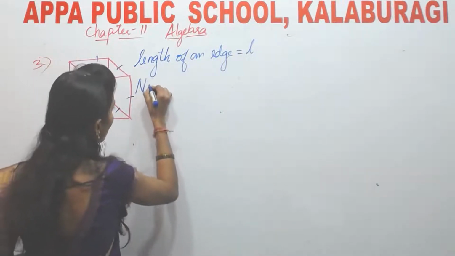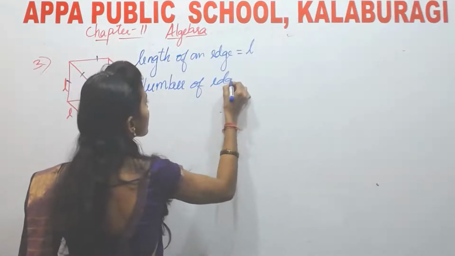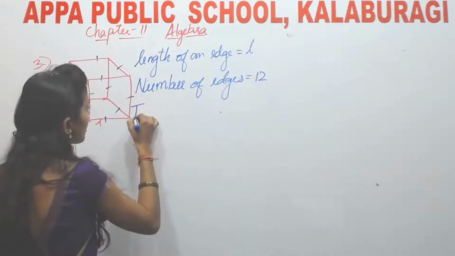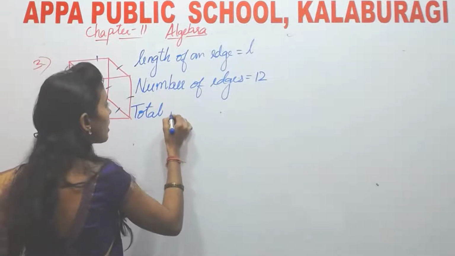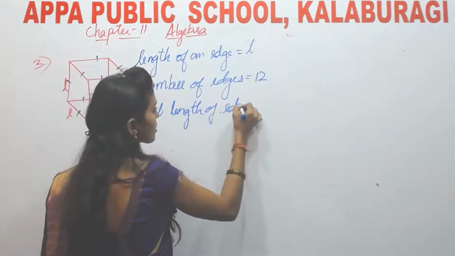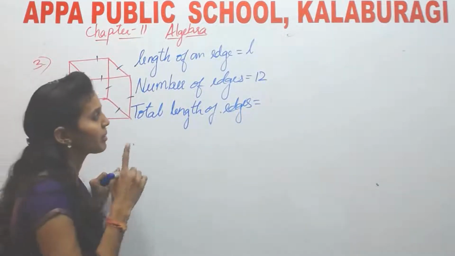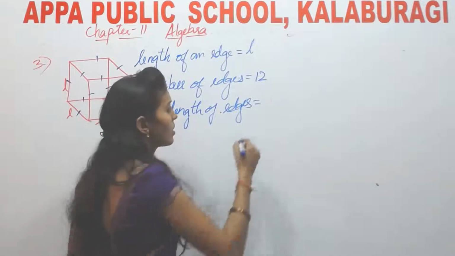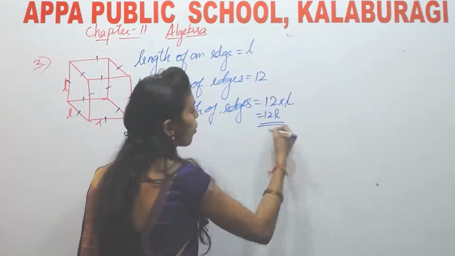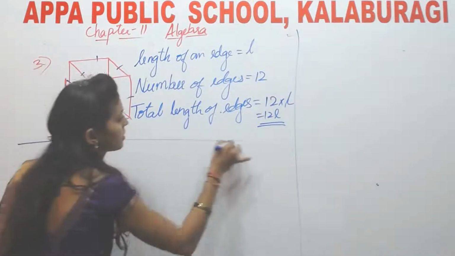Number of edges, how many are there? 12. Then total length of edges is nothing but we have to add all 12 lengths. That means all lengths are same. Then it is nothing but 12 times L. It is nothing but 12L over. Fine. Yes.